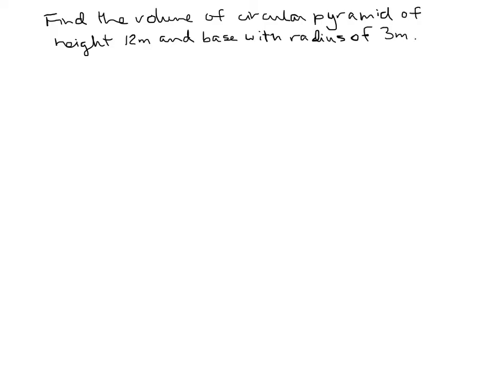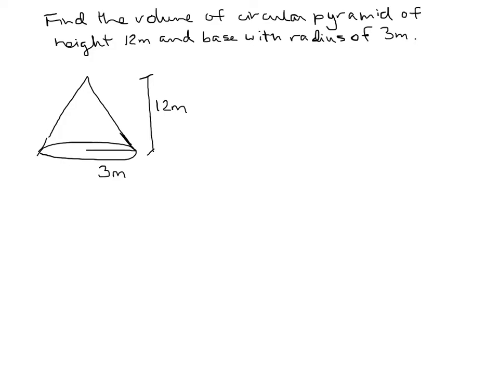Okay, so once again, we want to add up areas over the height. So I'm going to draw this circular pyramid. It's a pyramid, but it has a circular base. So here's my pyramid, circular base. The height of it, from right there to right there, was 12 meters, and the base had a radius that was 3 meters.